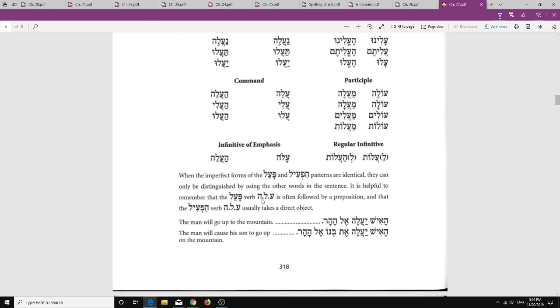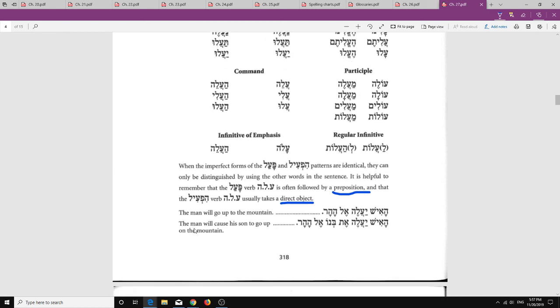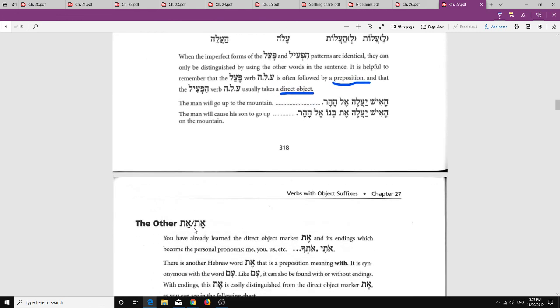Also, another helpful hint, which you might have to refer back to this to remember, unless you can just commit it to memory now. The pa'al is normally, not always, but normally followed by a preposition, and the hifil for Alah is normally with a direct object of some form. So maybe et, maybe otai, maybe directly appended to the ending. So that could help as you try to distinguish these.